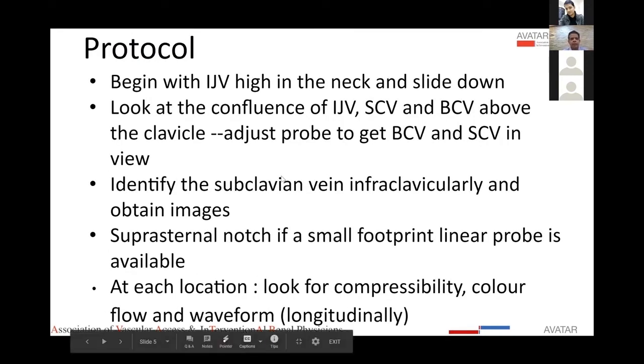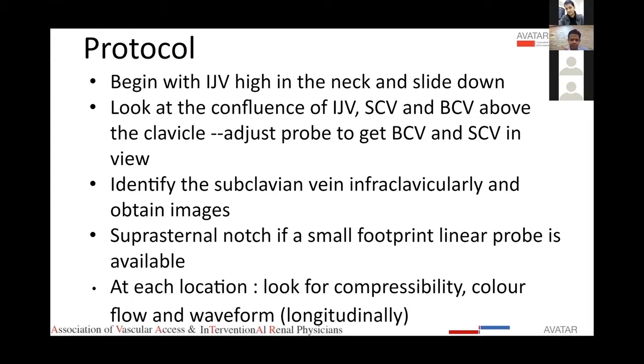So coming to the protocol, how we do it: we begin with the internal jugular vein high in the neck, and then we slide down. And once we slide down the neck and reach the top of the clavicle, we can look at the confluence of the internal jugular vein, the subclavian vein, and the brachiocephalic vein. At this point, if we adjust the probe a little medially, we will get a good view of the brachiocephalic vein. And if we adjust the probe a little laterally, we get a good view of the subclavian vein, at least the supraclavicular part of the subclavian vein.